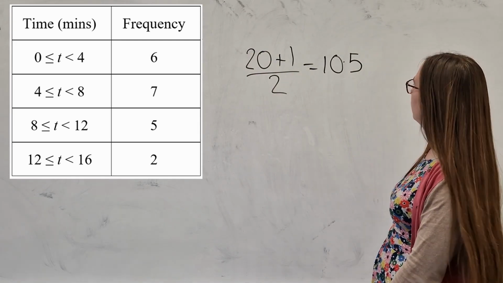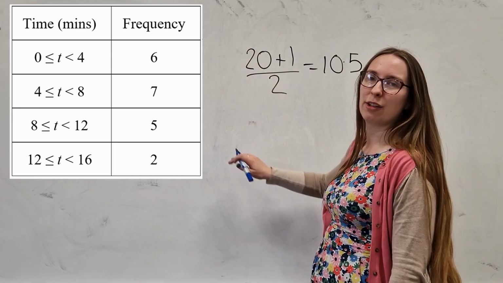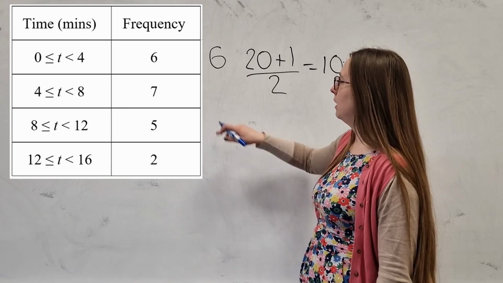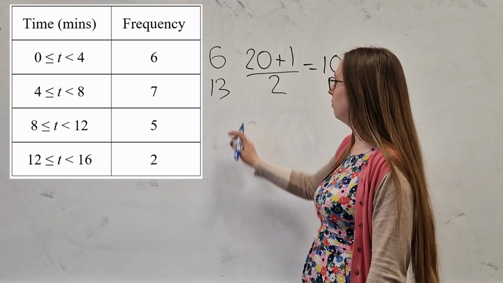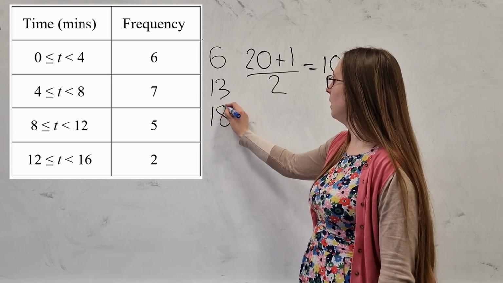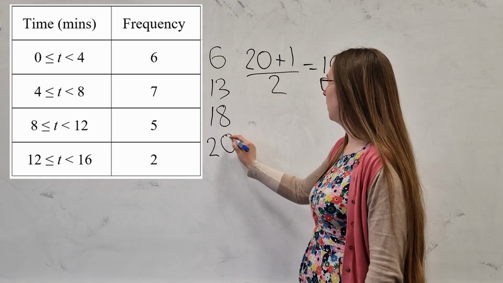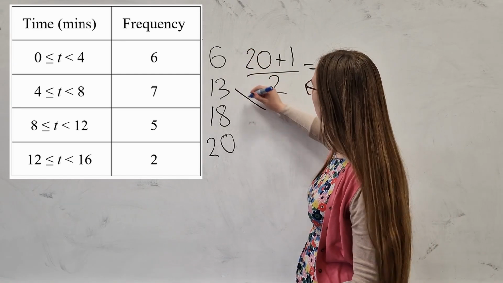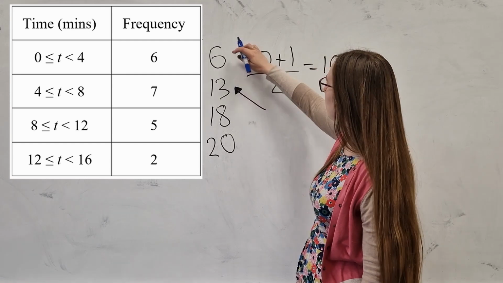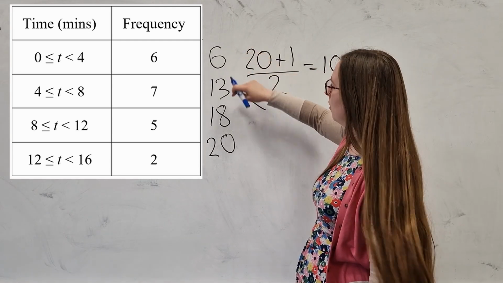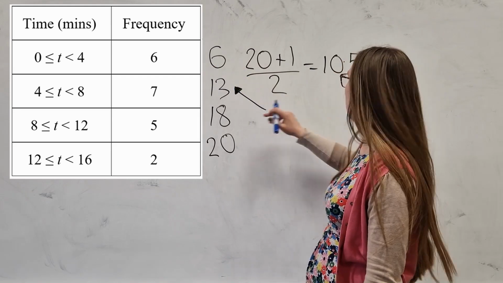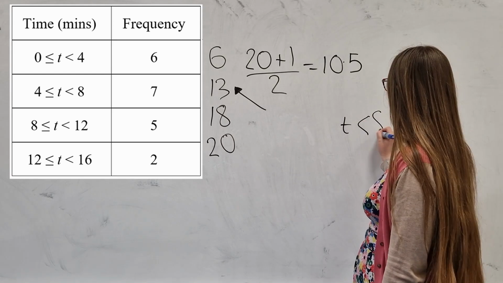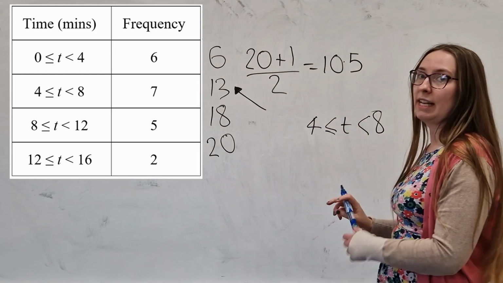We have to figure out where this person lies, so which interval they fall under. So what we're going to do is make a cumulative frequency column. Here we have 6 people. Then by this point we're going to have 6 plus 7, which is 13 people. 5 plus 13 is 18 people. 18 plus 2 is 20 people. So you can see that the 10.5th person is going to lie in this second interval here, right? Because by this point you've only had 6 people, but by here you've got between 7 to 13 people, which includes 10.5. So the median lies in the interval between 4 and 8.